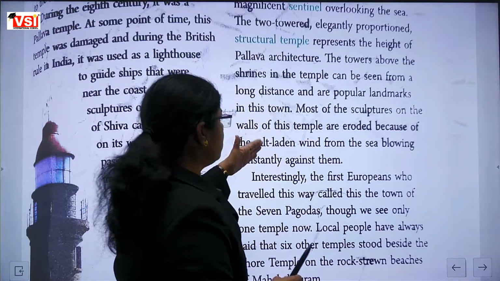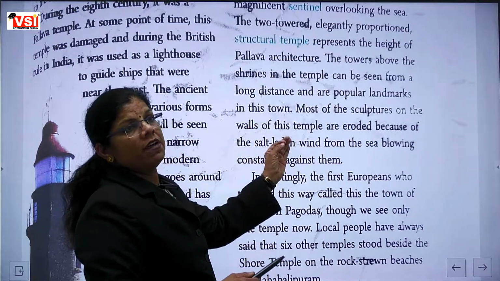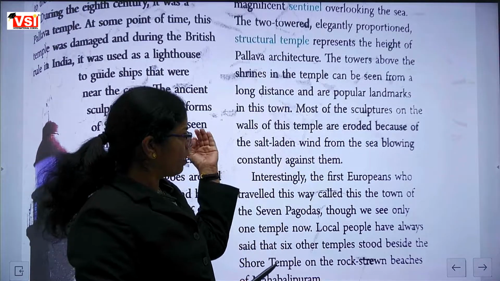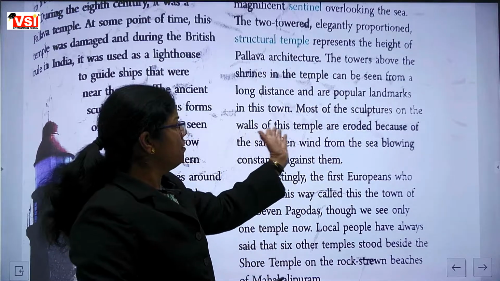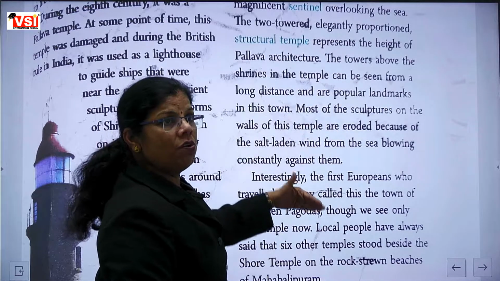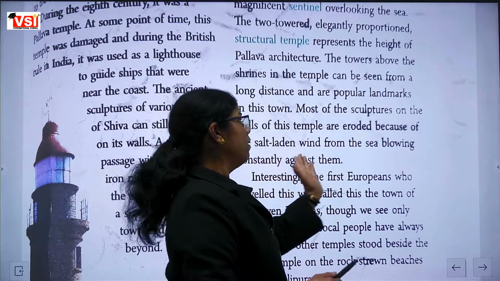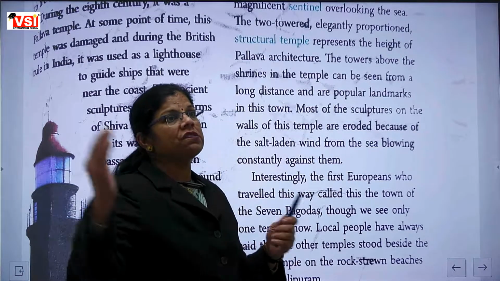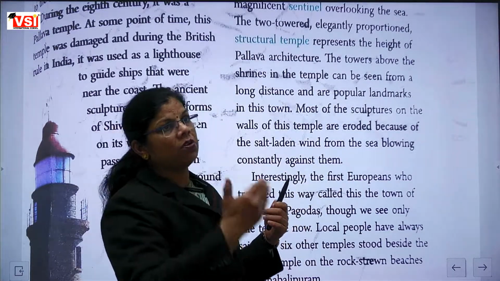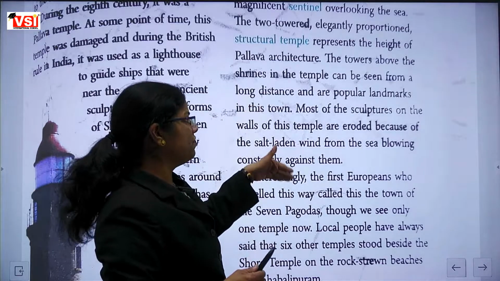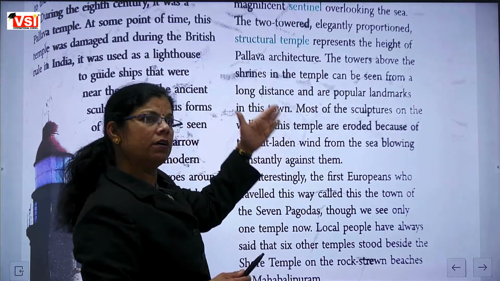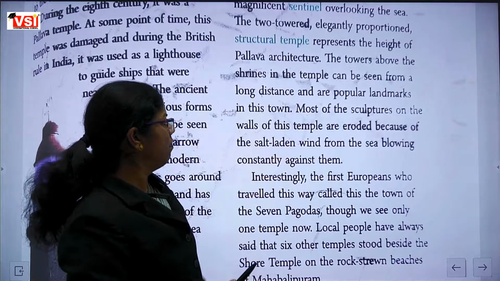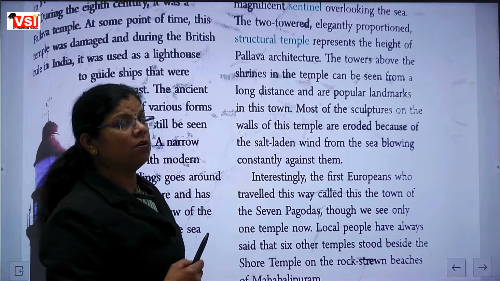So in this area salt वाली जो विंड होती है, because of those winds, ये जो टेम्पल की जो वॉल्स है वो इरोड हो गई है from the sea blowing constantly against them. Because जो सी की तरफ से जो विंड्स आती है उनकी वजह से ये जो टेम्पल की जो वॉल्स है वो इरोड हो गई है. Fine. Got it or not?